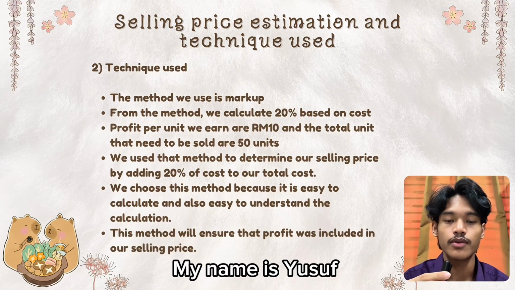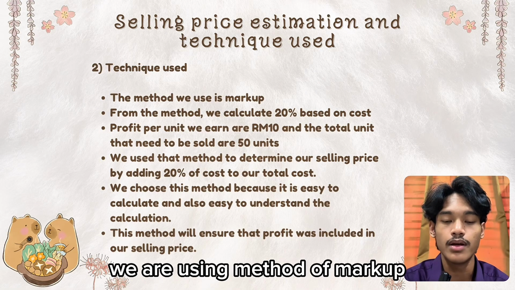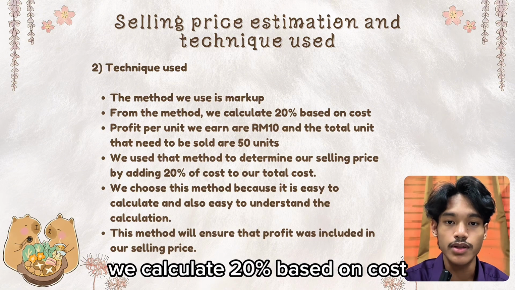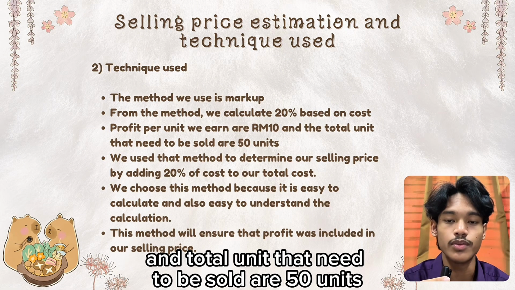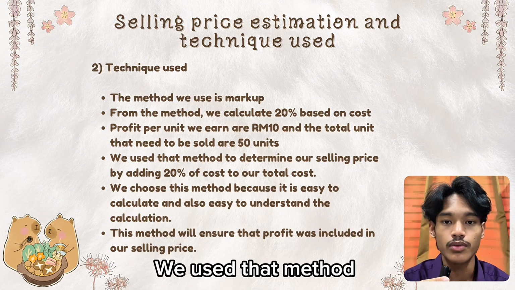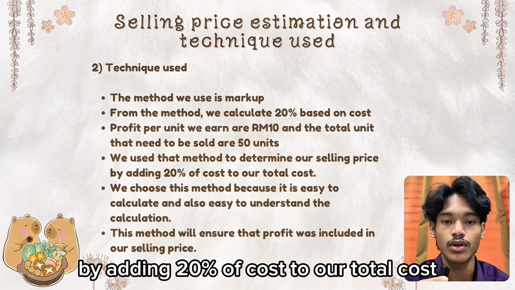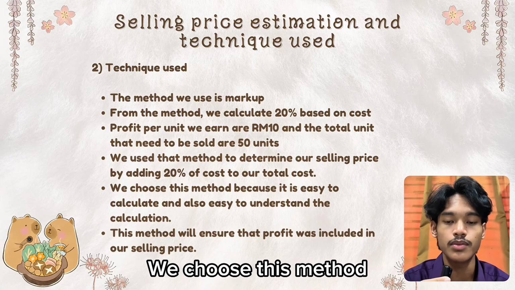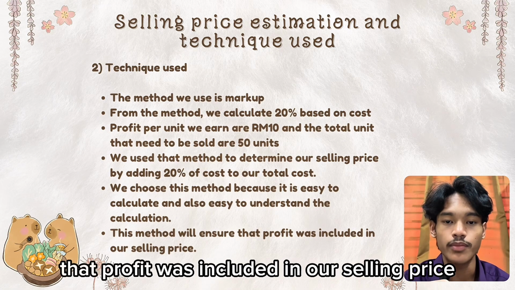My name is Yusuf. So for technique used, we are using the method of markup. From this method, we calculate 20% based on cost. Profit per unit we earn RM 10 ringgit, and total units that need to be sold are 50 units. So we use that method to determine our selling price by adding 20% of cost to our total cost. We choose this method because it is easy to calculate and easy to understand. So this method will ensure that profit is included in our selling price.